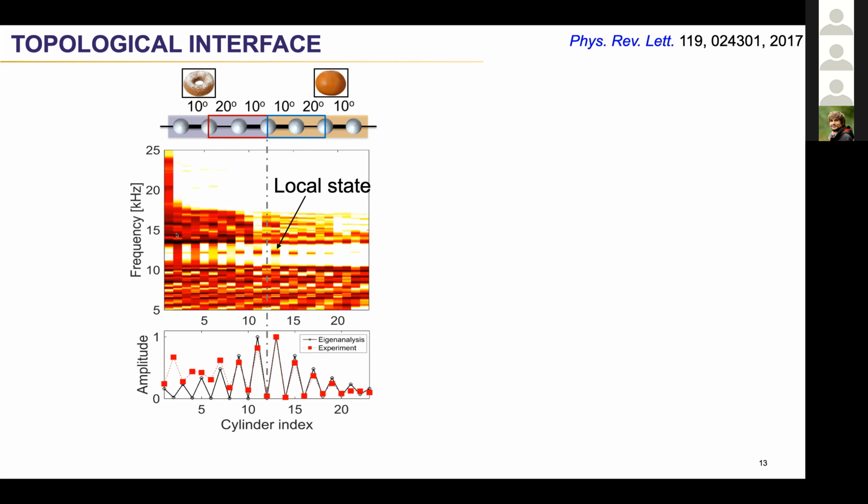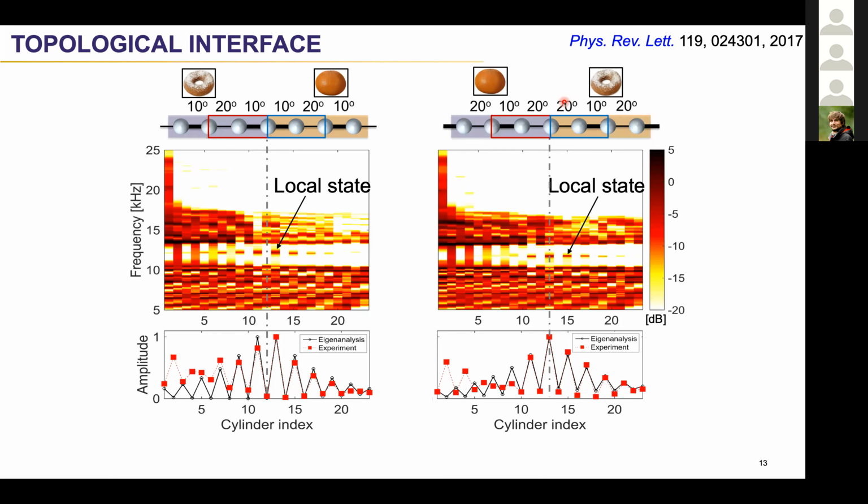Here you can see it's frequency versus space. There's a solution inside the band gap, and it's localized around the interface, as you can see from the amplitude. Okay, and this can be just reversed as well, by flipping the angles, and we can again see energy localization at the interface due to different topologies across the interface.